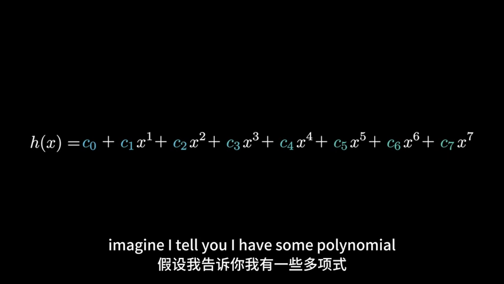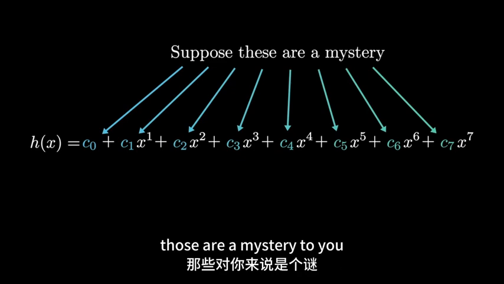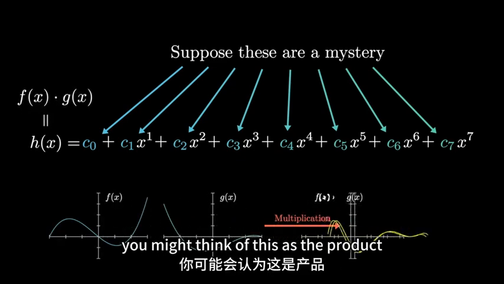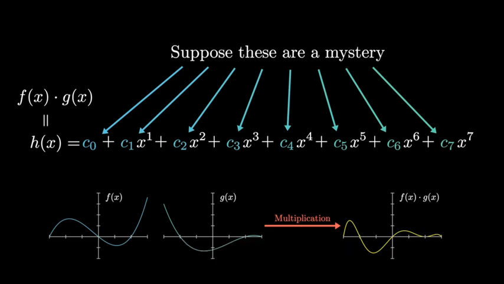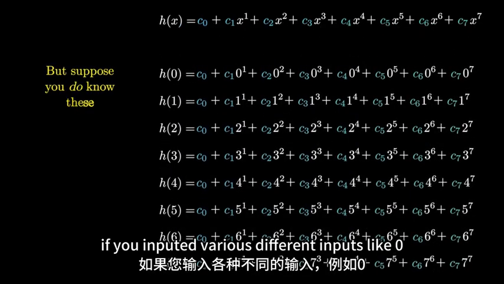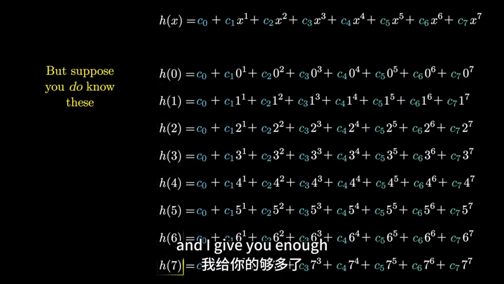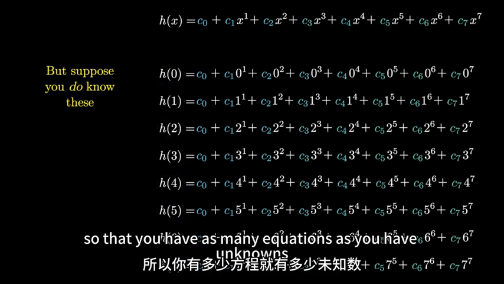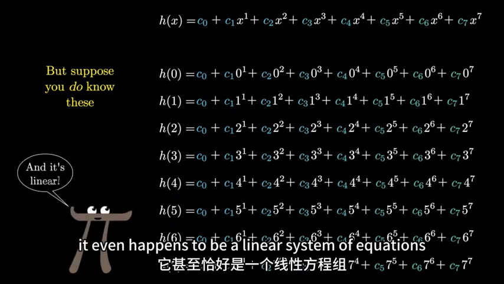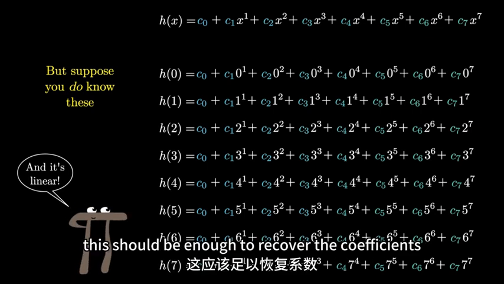Or if you prefer, we could phrase this in the language of systems of equations. Imagine I tell you, I have some polynomial, but I don't tell you what the coefficients are. Those are a mystery to you. In our example, you might think of this as the product that we're trying to figure out. And then suppose I say, I'll just tell you what the outputs of this polynomial would be if you inputted various different inputs, like 0, 1, 2, 3, on and on, and I give you enough so that you have as many equations as you have unknowns. It even happens to be a linear system of equations, so that's nice, and in principle, at least, this should be enough to recover the coefficients.